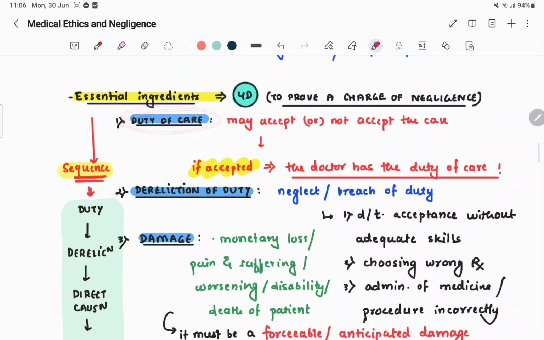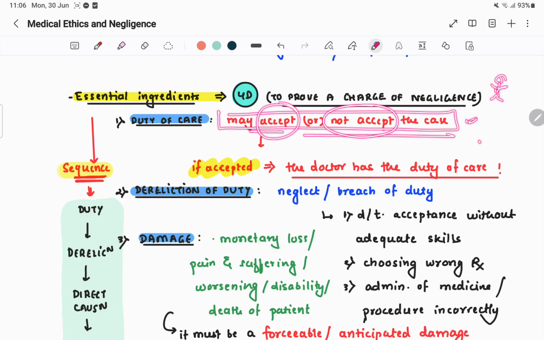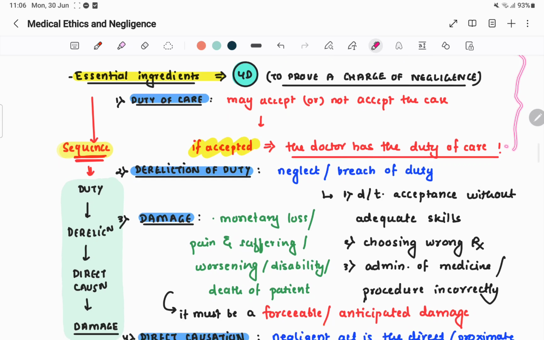Duty of care: a doctor may or may not accept the case. In a government hospital you have to accept the case, but in a private setup, you may or may not accept the case. If you don't want to accept, you can just tell the patient that you can't handle this case and they can go to another doctor. Then you haven't assessed the case, and you are not responsible for it.